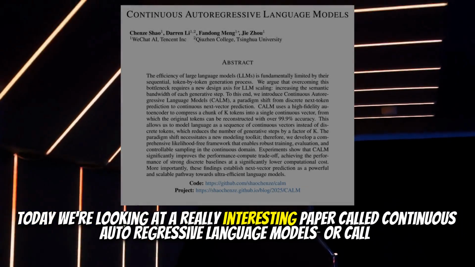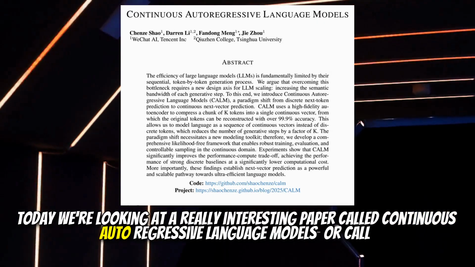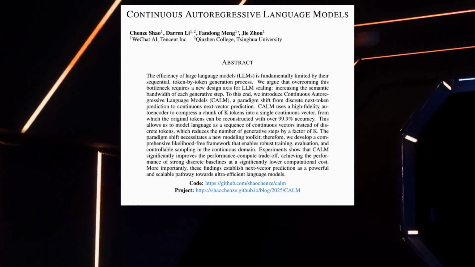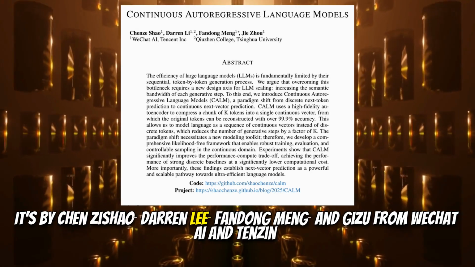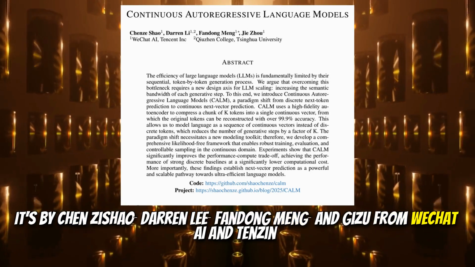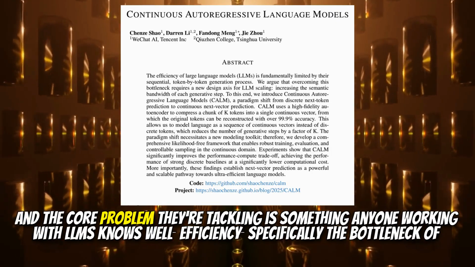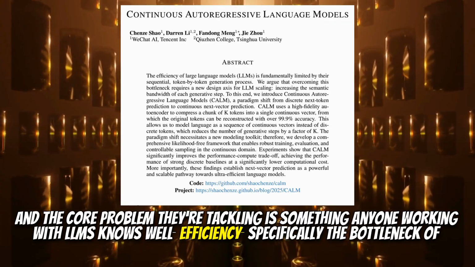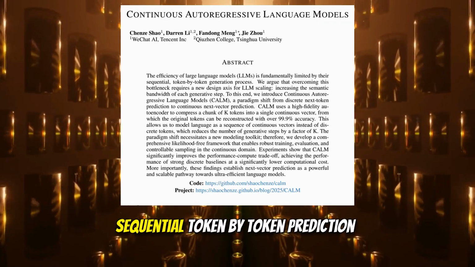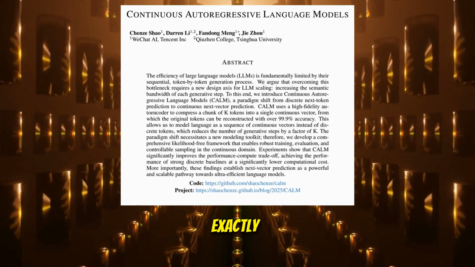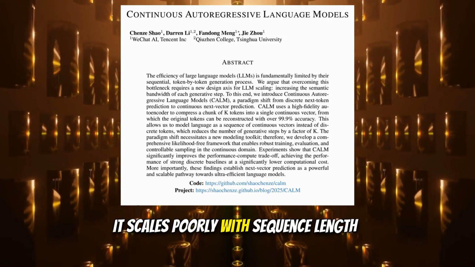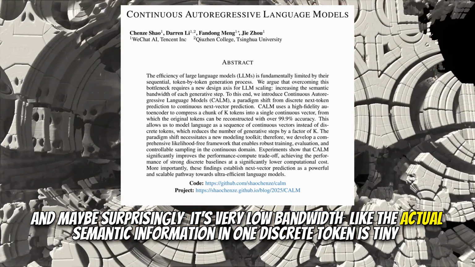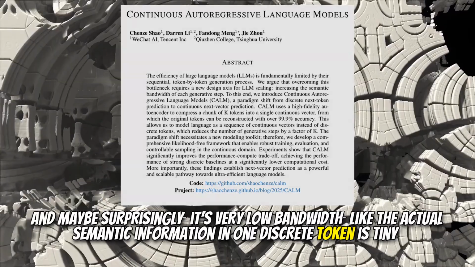Today we're looking at a really interesting paper called Continuous Autoregressive Language Models, or CALM. That's the one. It's by Chenze Shao, Darren Li, Fandong Meng, and Jie Zhou from WeChat AI and Tencent. And the core problem they're tackling is something anyone working with LLMs knows well: efficiency, specifically the bottleneck of sequential token-by-token prediction. Exactly. It's slow, it scales poorly with sequence length, and maybe surprisingly, it's very low bandwidth. Like the actual semantic information in one discrete token is tiny.